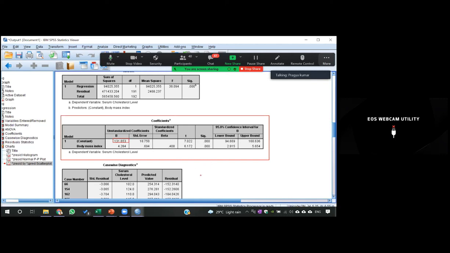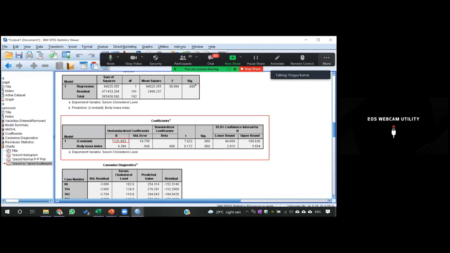So the ANOVA table. If you can recall ANOVA, we express the result of ANOVA by its value F, the two degrees of freedom and its significance level. So these are the 2 degrees of freedom, that is 1 and 191, and the value of F is 38.09 and the significance is less than 0.05.